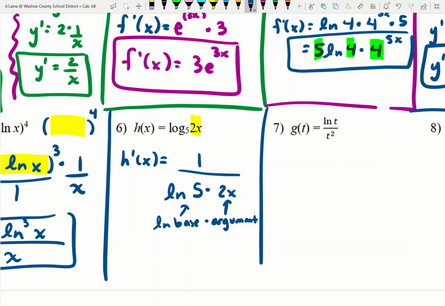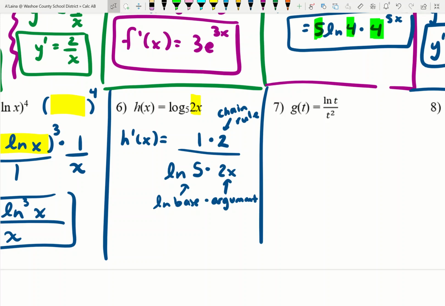On the numerator, I do need to use the chain rule. The derivative of 2x is 2. And so that's where these pieces are coming from. I'm going to just simplify this. Actually, this 2 and this 2 can reduce out because they are just constant multipliers. And so I end up with h prime of x is equal to 1 over, and I'll move the x in the front of the natural log as just a common way for that to be written.